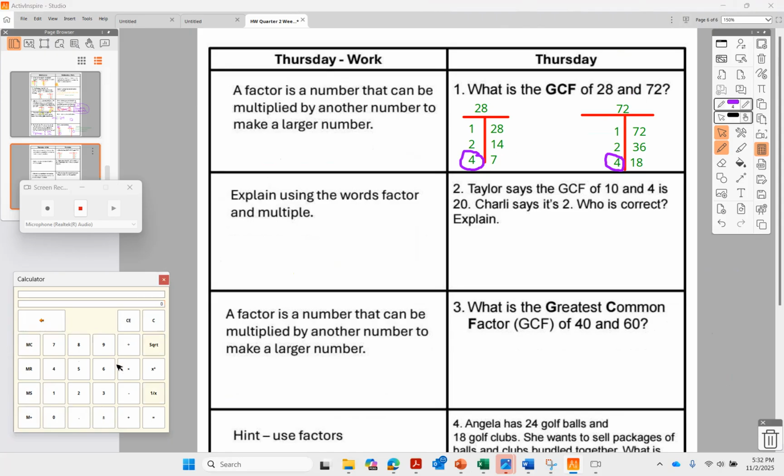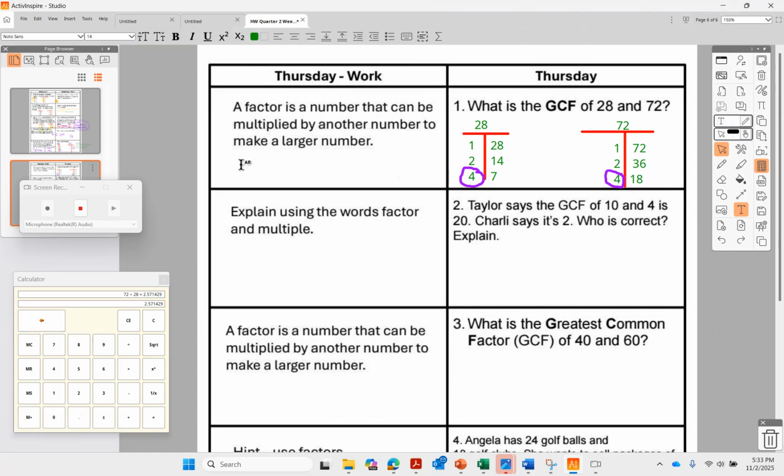And if I have my calculator, I just want to check the other factors of 28. 72 divided by 14. That's not a whole number. 72 divided by 28. So I can be strategic. Once I do one of these, I can just check to see which of these is a factor also of 72. And it is 4. So 4 is the GCF of 28 and 72.